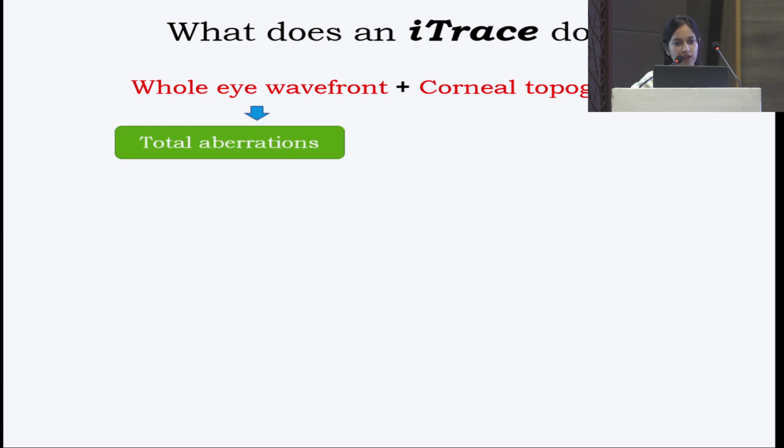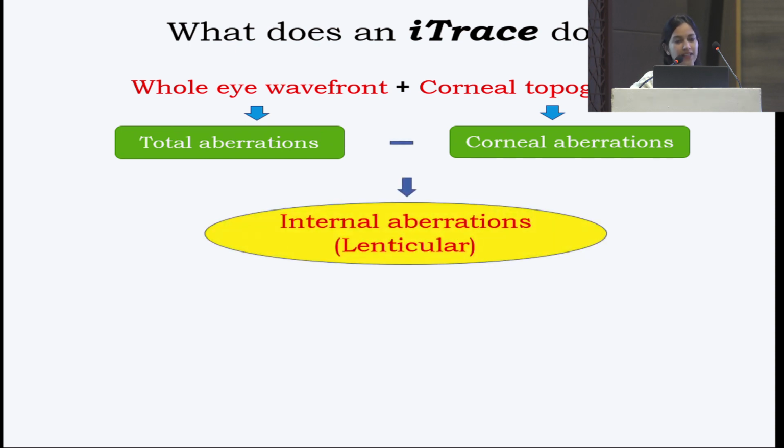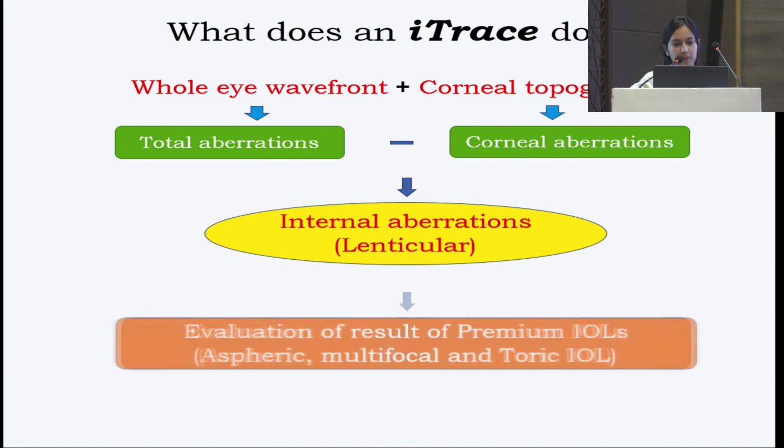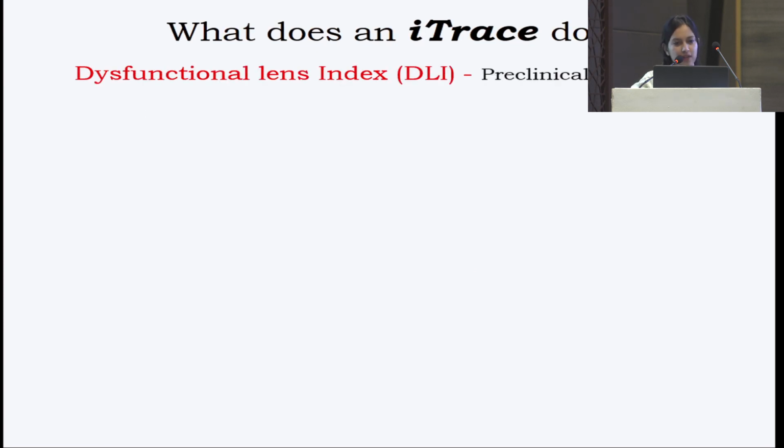The main function of it is that it gives a whole eye wavefront along with corneal topography. The whole eye wavefront will measure total aberrations of the eye, and the corneal topography part will measure the corneal aberrations. When we subtract the corneal part from the total aberrations, we get the internal aberrations, which mainly consist of the lenticular part. And this is how we can evaluate the results of our premium lenses, and it also helps in planning what kind of lens you want to use: toric, multifocal, or an aspheric lens.